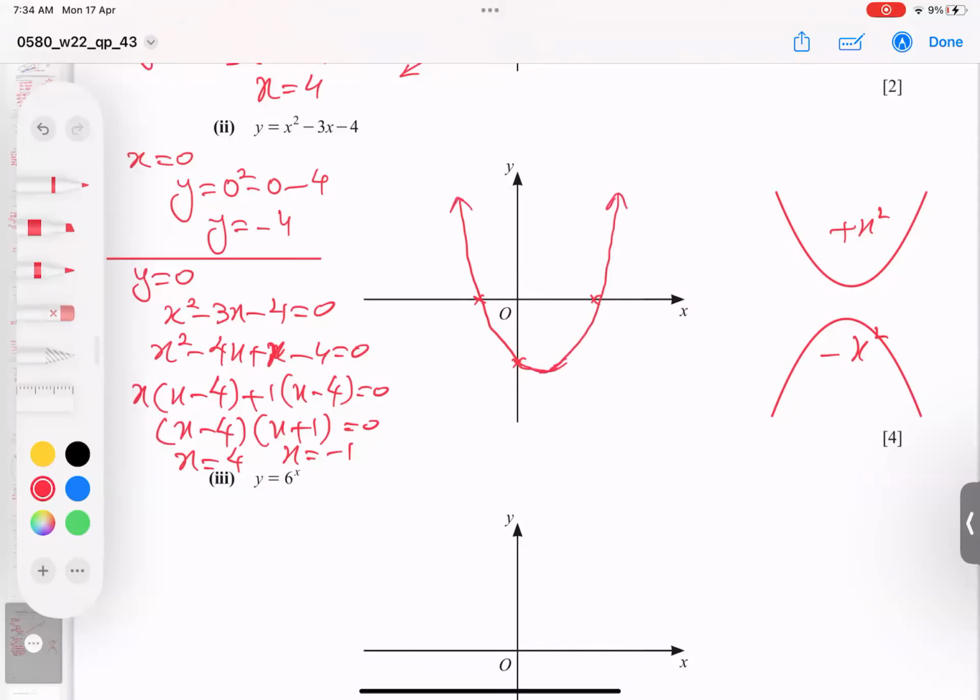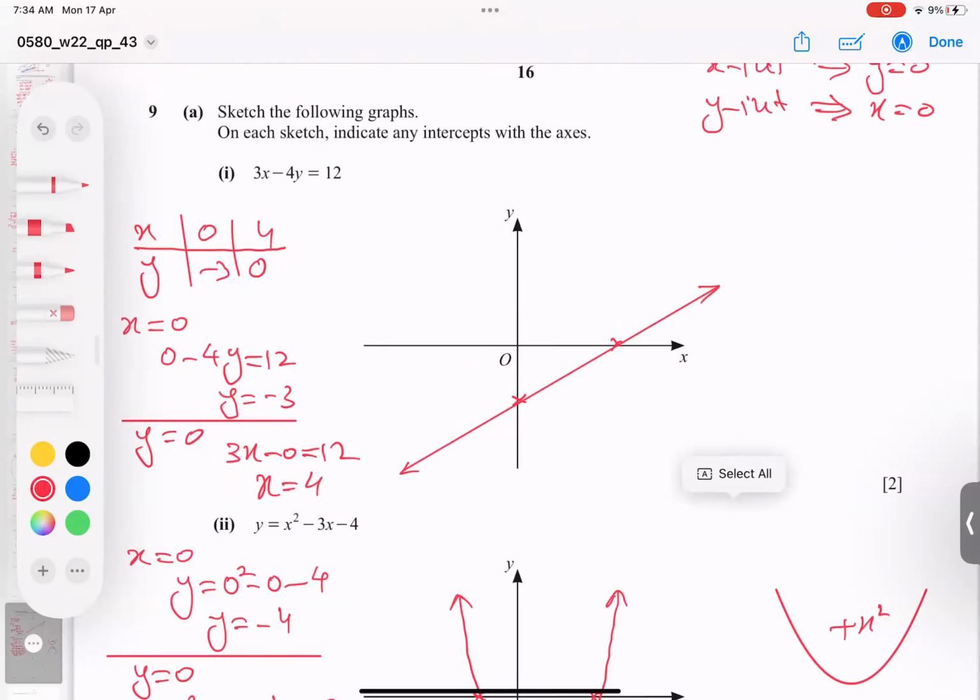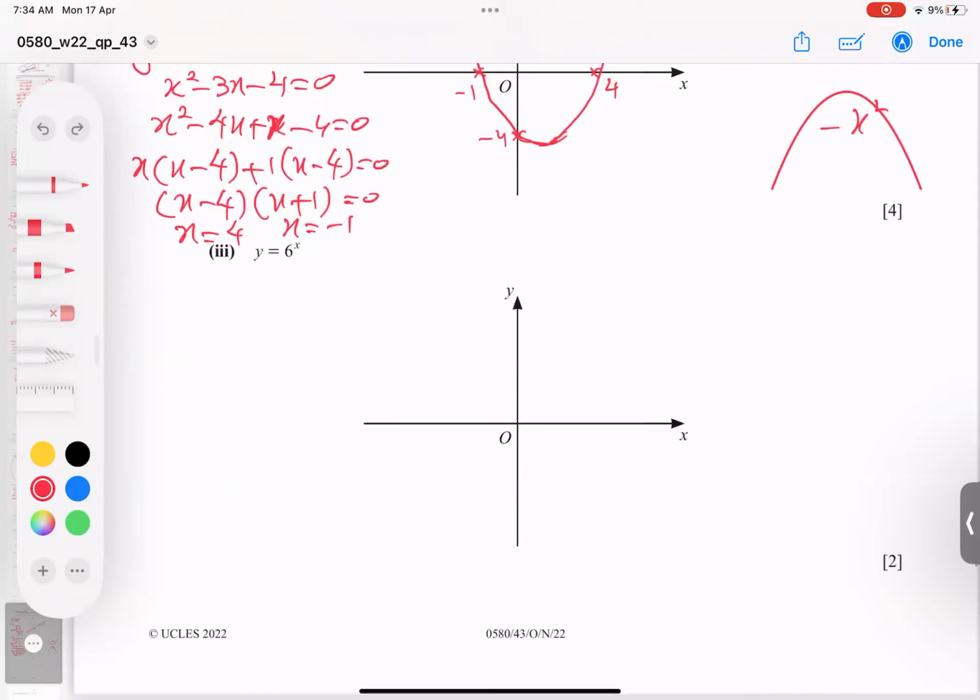So Alhamdulillahi Rabbil Alameen, we have to show the intercepts and must write numbers here. There's a 4, there's a minus 1, and this is also minus 4. Same approach, I should mention here. I must mention these numbers because he said indicating, it means we must show that.